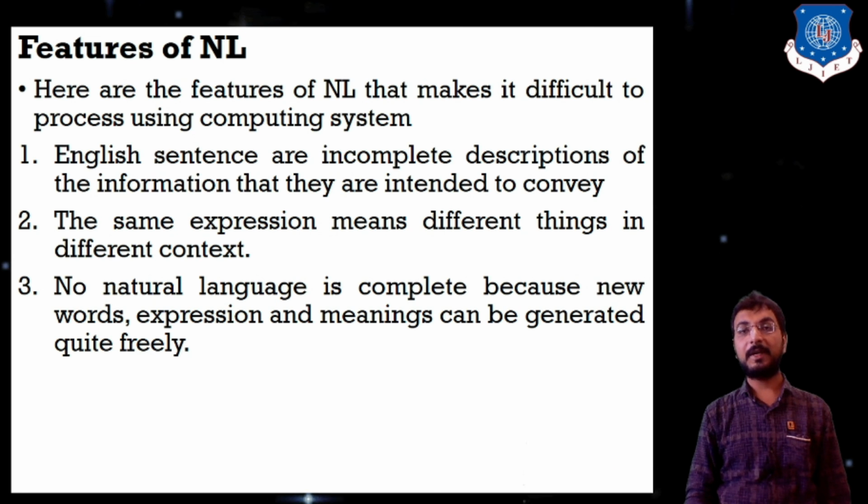For example, let's say WhatsApp is now included as a verb in the British English dictionary, because it means just to send a message on WhatsApp. Generally we also use it in daily life, saying "WhatsApp me that message." That was included just in the last 5 years by the British English dictionary. So no natural language is complete.